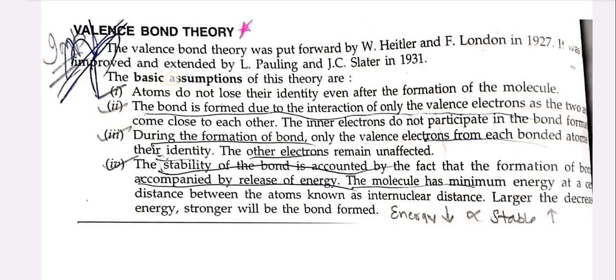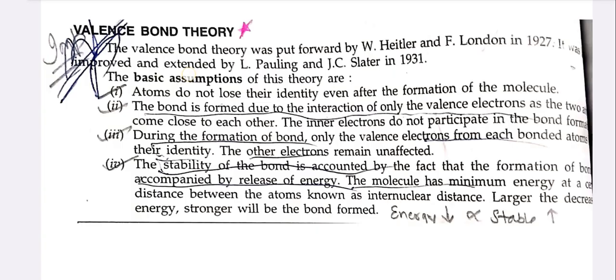Fourth, the stability of the bond is accounted by the fact that the formation of bond is accompanied by the release of energy. The molecule has minimum energy at a certain distance between the atoms known as internuclear distance. Larger the decrease in the energy, stronger will be the bond formed. So energy is inversely proportional to stability.